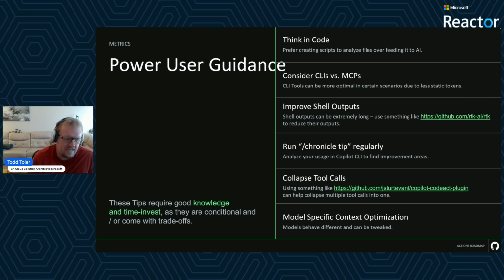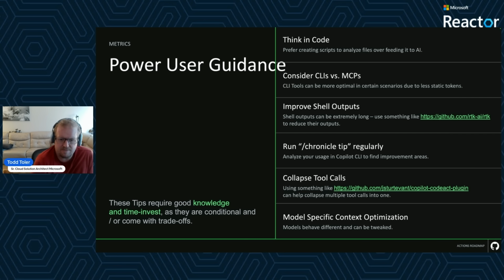There's the Chronicle tool as well. You want to use the /chronicle tip. It analyzes your Copilot CLI session logs to suggest prompt optimization, something that you'll want to use considerably throughout. And then collapsing tool calls. You want to batch multiple tool calls into one to reduce some of the turns.